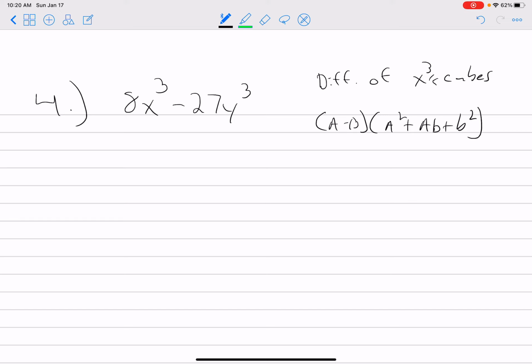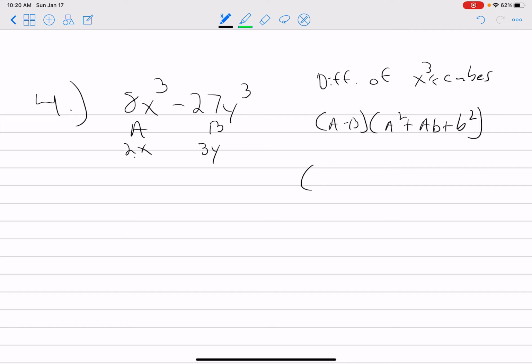All right. So I know my a term and my b term. My a term is 2x. The cubed root of 8 is 2. The cubed root of x cubed is x. And my b term is 3y. The cubed root of 27 is 3. And the cubed root of y to the third is y. So now let me just plug these numbers in.